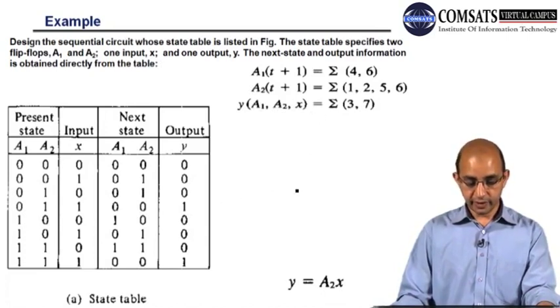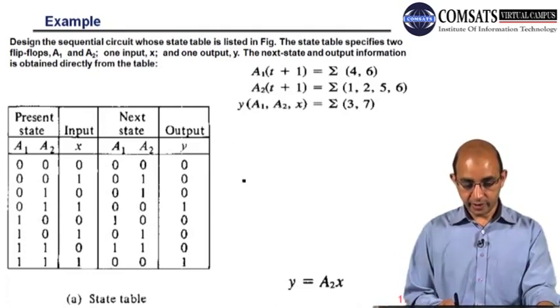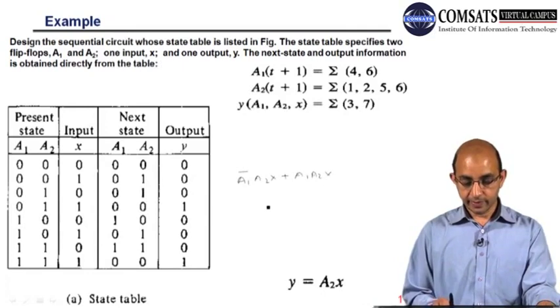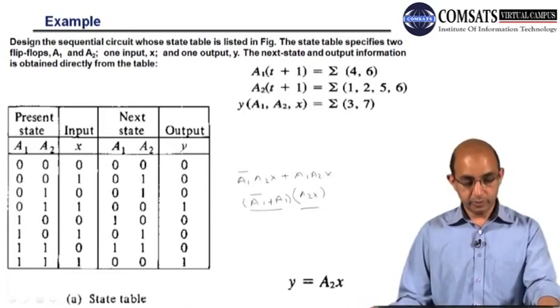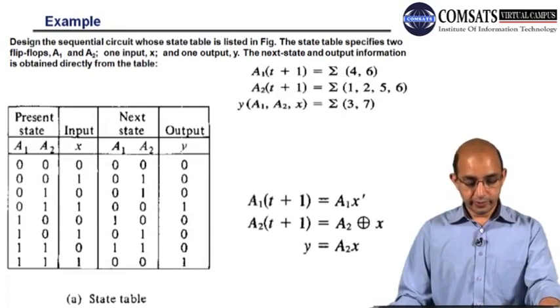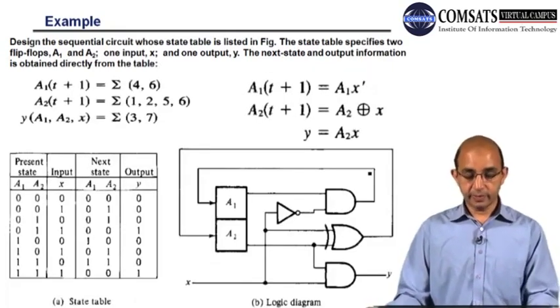So for Y, what we can have is A1 bar, A2, X, and the last one, A1, A2, and X, so A1 bar plus A1, and A2 X is common. So this is 1, so we are left with A2 X. So this is the Boolean expression, and then we have the circuitry. So the next step is to draw the circuitry.